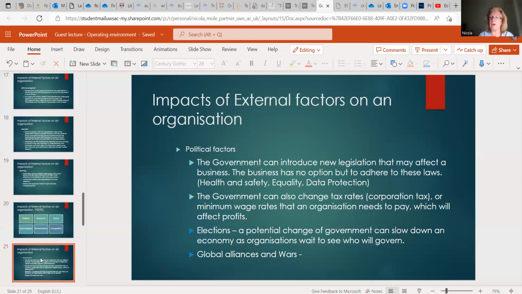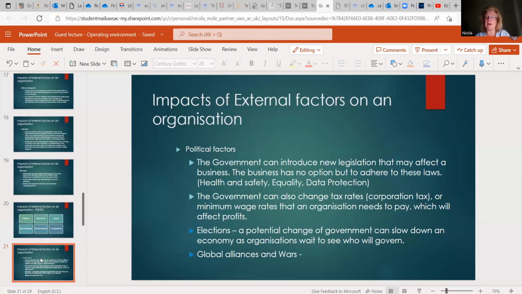Or minimum wage rates that an organisation needs to pay, which will affect profits. So the government will tell a business what is the minimum amount that it must pay its staff, and the business has no choice. All right, they might decide to pay cash in hand, but they run the risk of being investigated and fined for doing that. All right, so if you set a minimum wage rate and it's higher than what the business has been paying before, that's obviously going to affect profits.